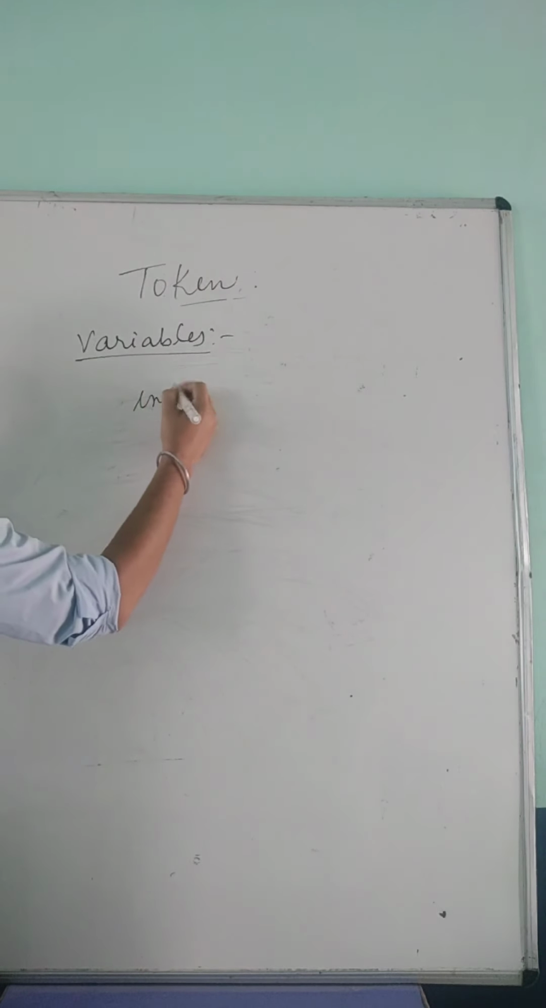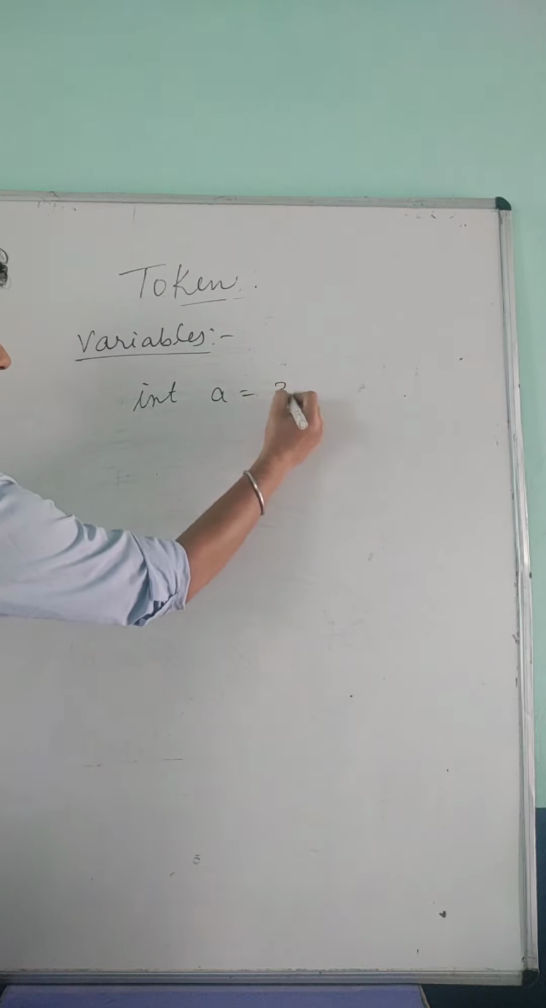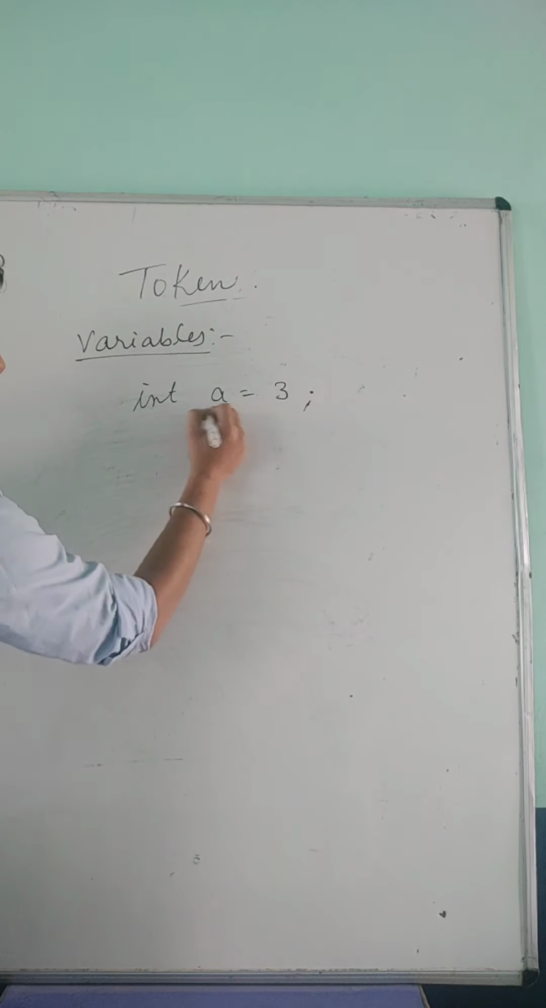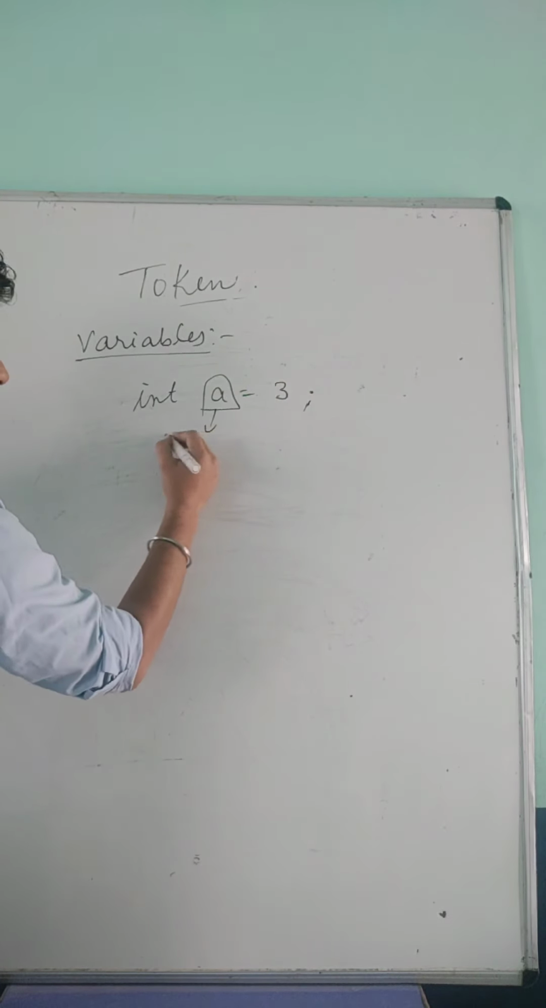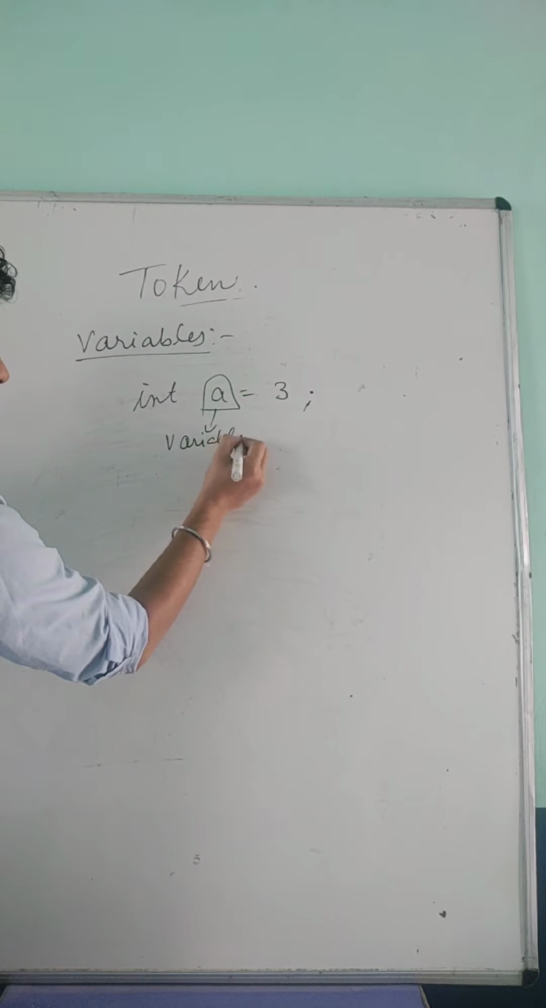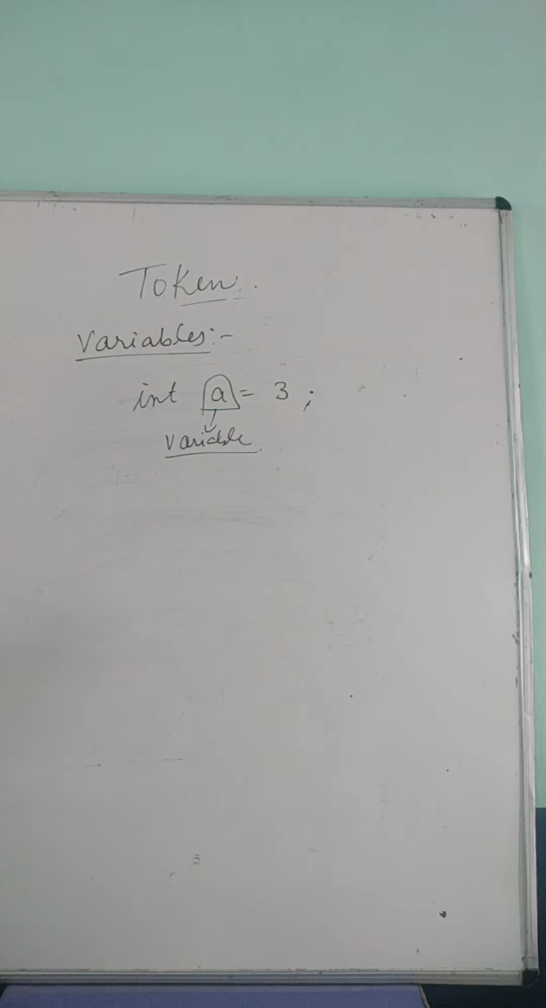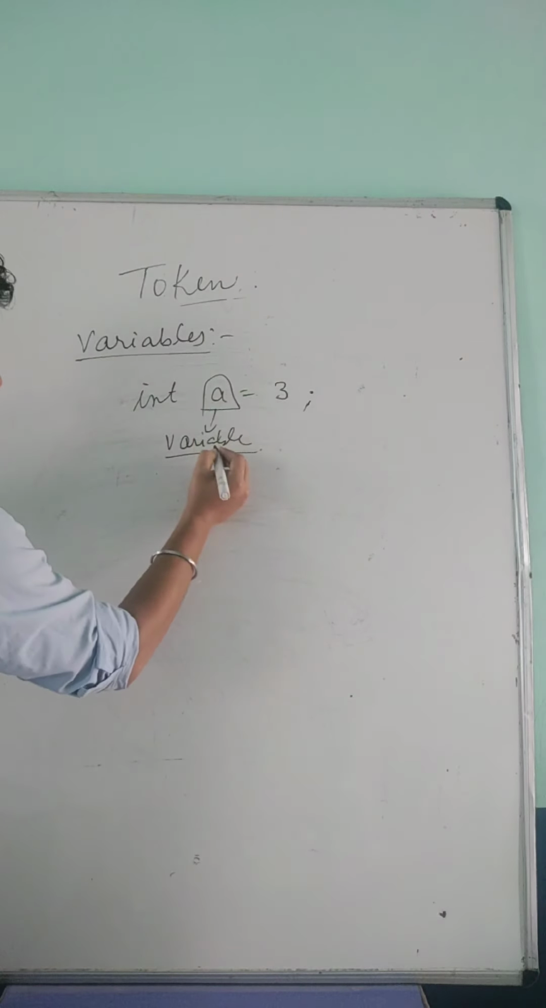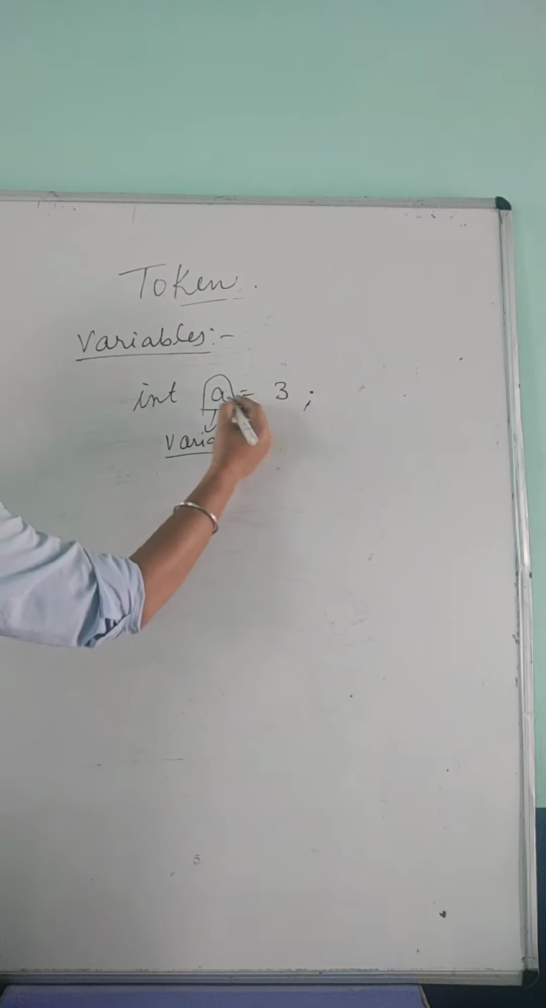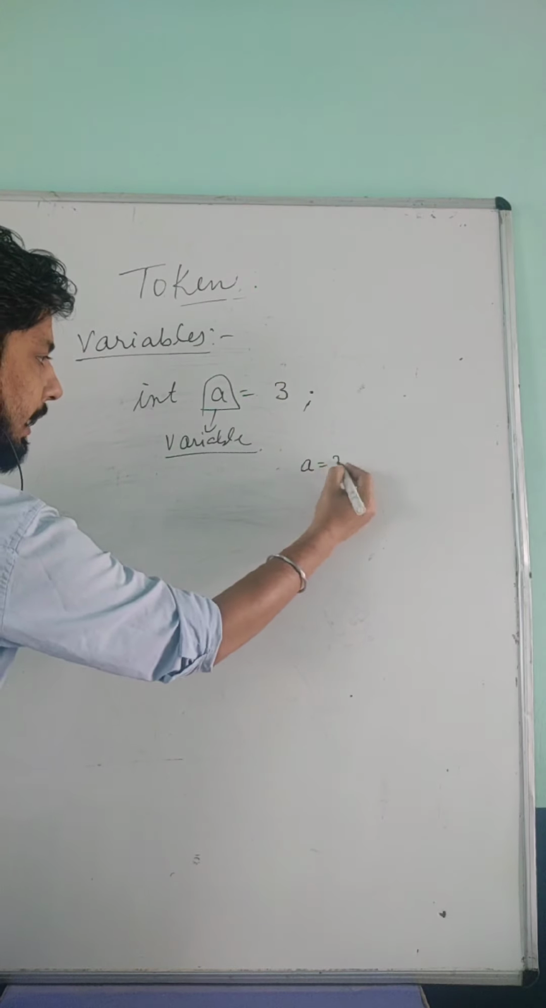For example, I will discuss an example: int a = 3. So here a is called the variable, and these follow the same identifier rules to declare a variable. So int a = 3, a is called the variable, and this value can be changed. Here a is 3.